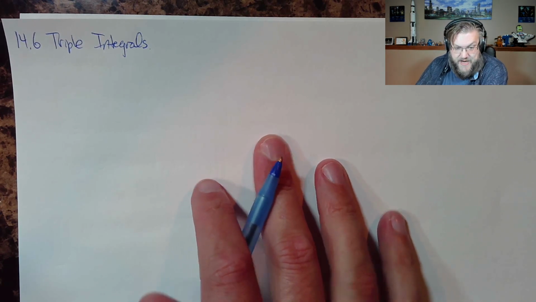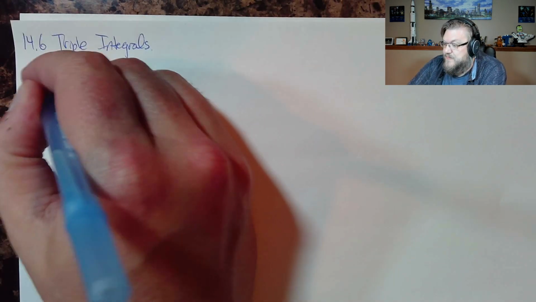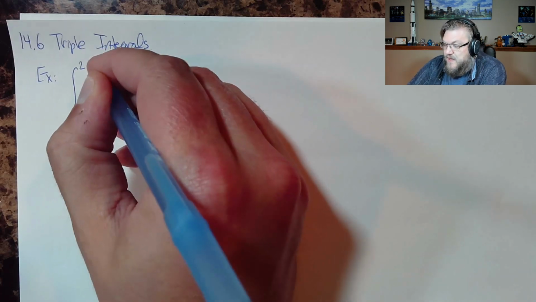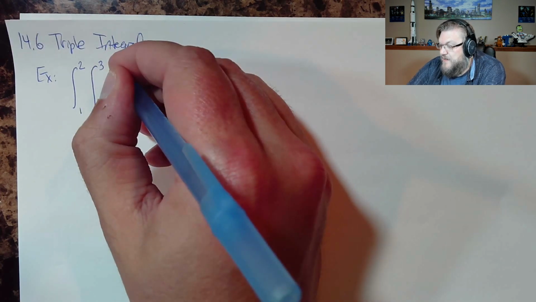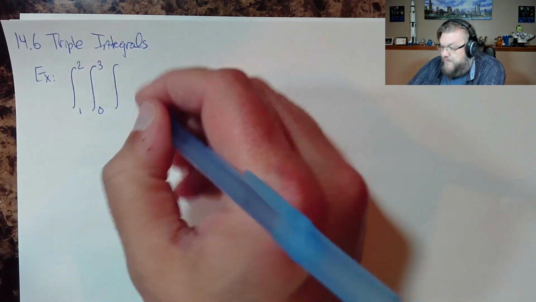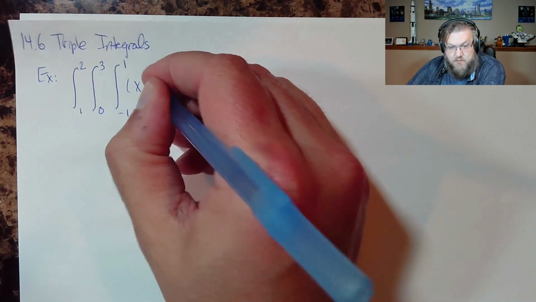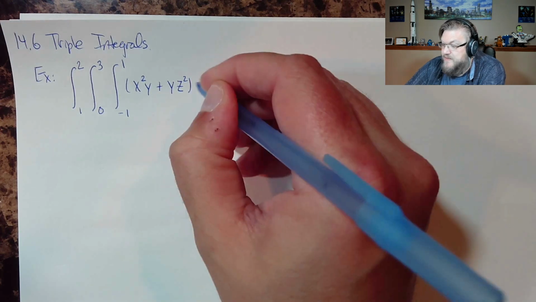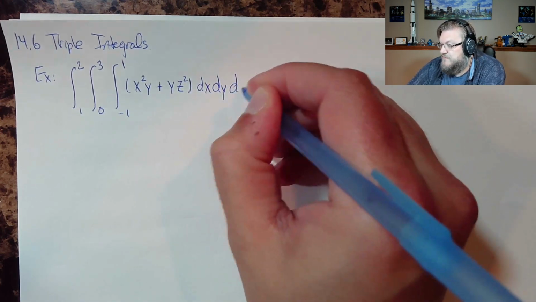So to get us started with that, let's say we want to calculate the following. Let's say I want to do the integral from 1 to 2 of the integral from 0 to 3 of the integral from -1 to 1 of x squared y plus y z squared, and we have dx, dy, dz.